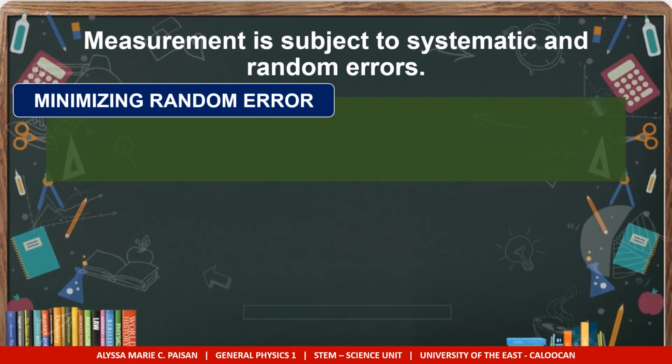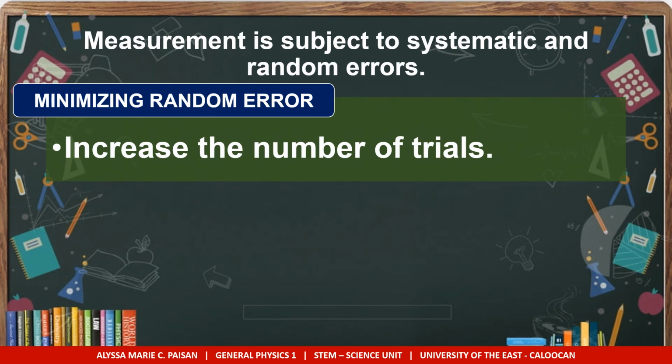How do we minimize random error? Just increase the number of trials. Keep on trying and trying. The more trials you do, the lesser the random error.